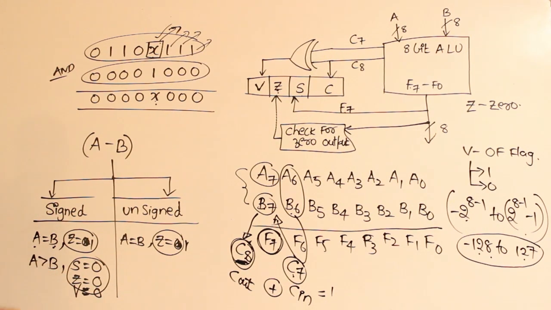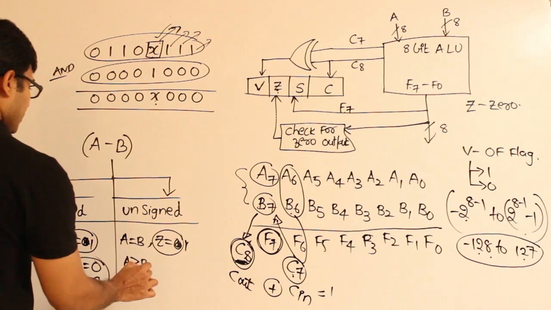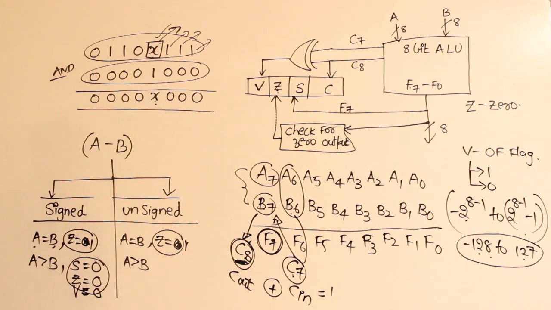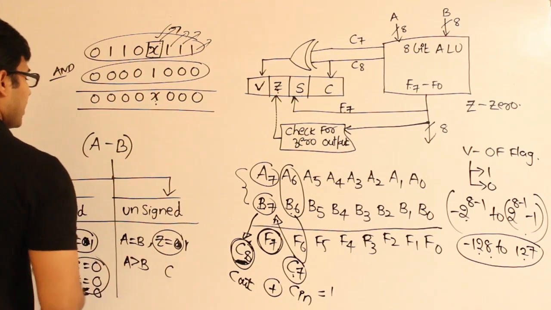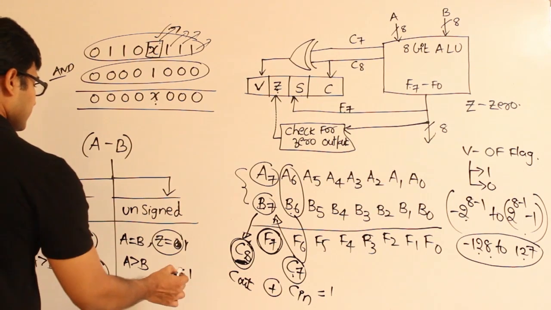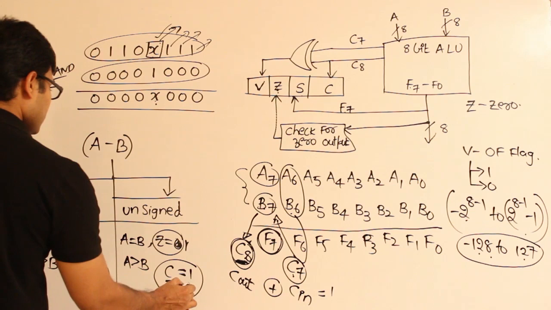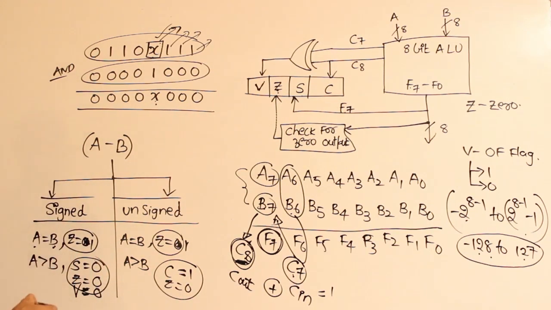So if this one fails, we can say that A is less than B. Now in the unsigned number, in order to know whether A is greater than B or not, we'll test the carry. If carry is equal to 1 and Z equal to 0, then we can declare that A is greater than B. I'll show you with examples what it means.